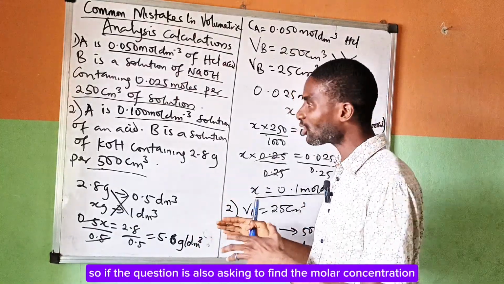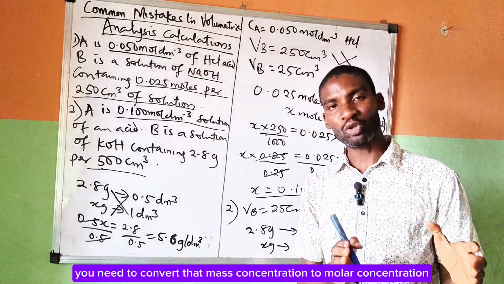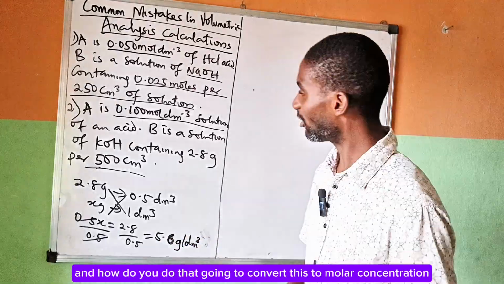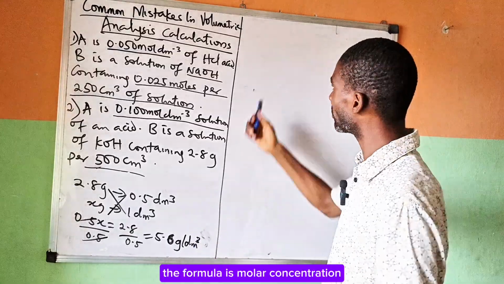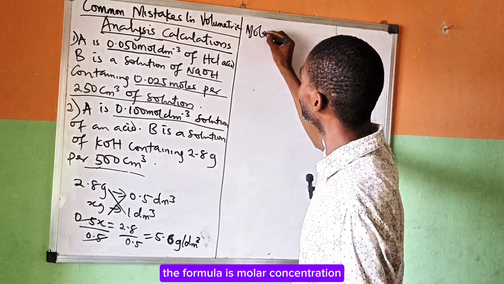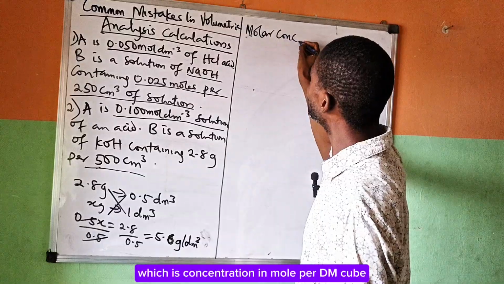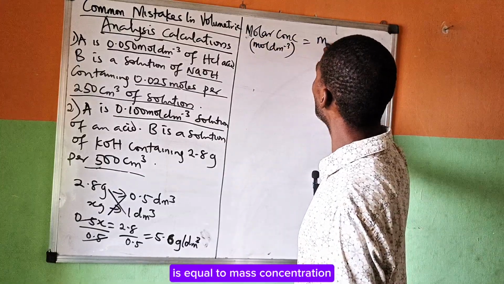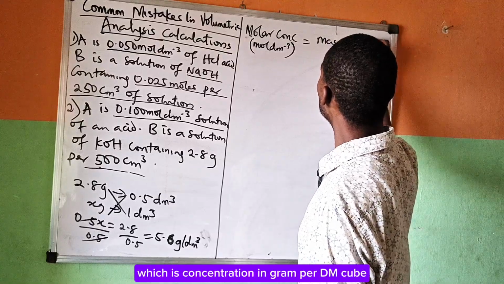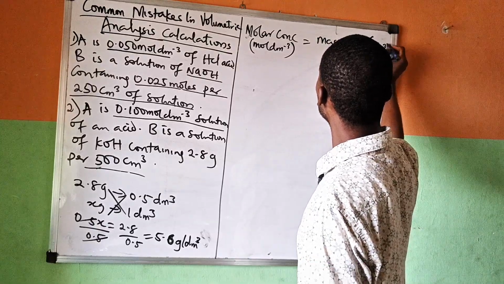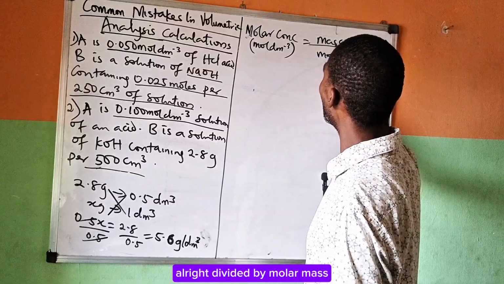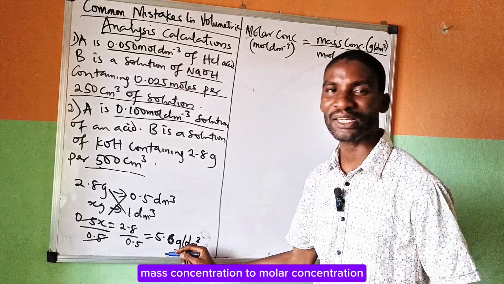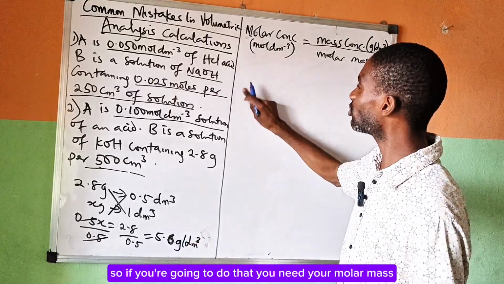So if the question is also asking to find the molar concentration, you need to convert that mass concentration to molar concentration. And how do you do that? The formula is molar concentration, which is concentration in mole per dm³, is equal to mass concentration, which is concentration in gram per dm³, divided by molar mass. That is the formula for converting mass concentration to molar concentration. So if you are going to do that, you need your molar mass.